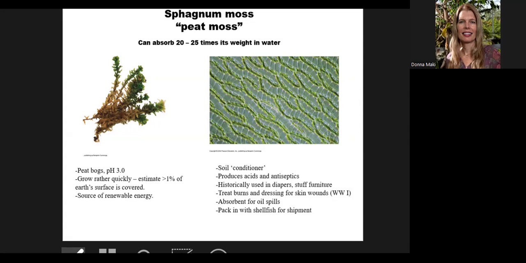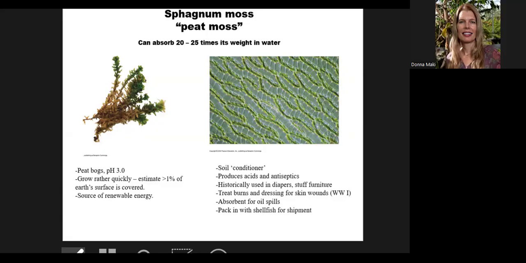So this last point here, you might want to put a question mark: source of renewable energy. Some people say that, other people say no, it's not sustainable. I think it depends very much on the practice of the people doing the harvesting. Canada is a big exporter of sphagnum peat moss, and I've read a lot of their website information, and they say it's renewable. Other people will point to that and say, not so much. So that's still a debate that's going on.